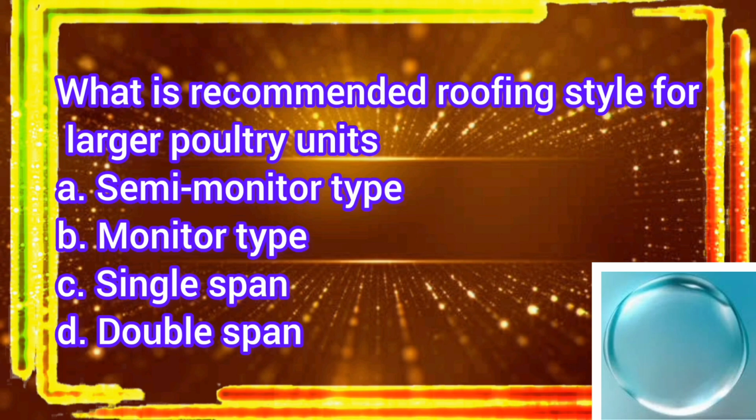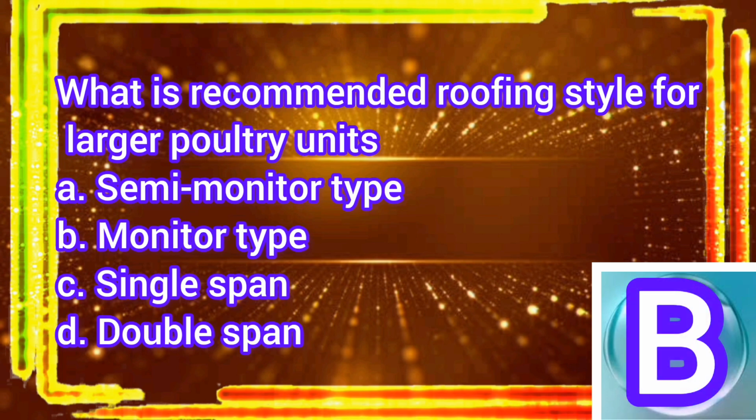The last but not the least. What is the recommended roofing style for larger poultry units? A. Semi-monitor type. B. Monitor type. C. Single span. D. Double span. The correct answer is letter B. Monitor type.